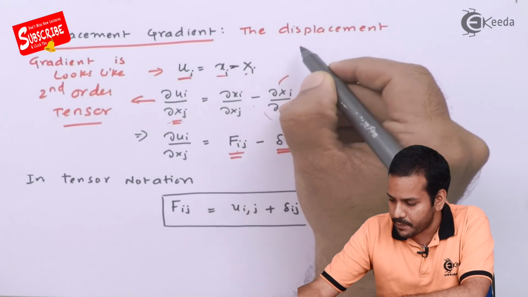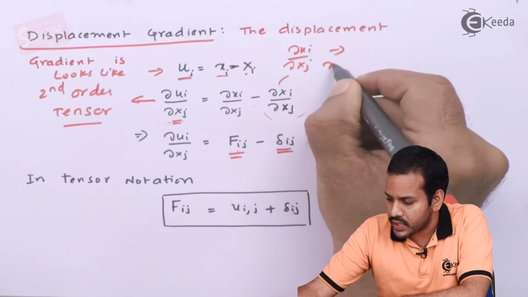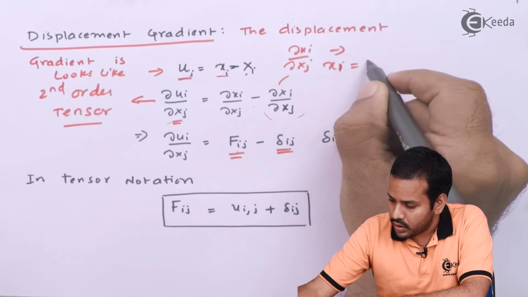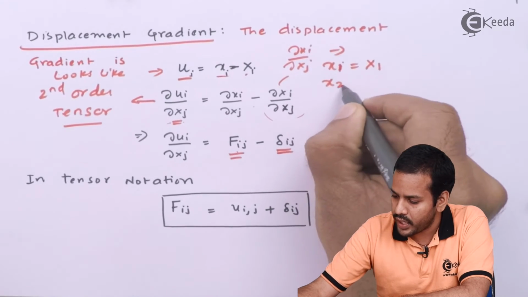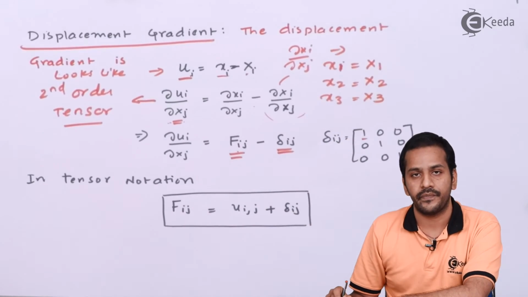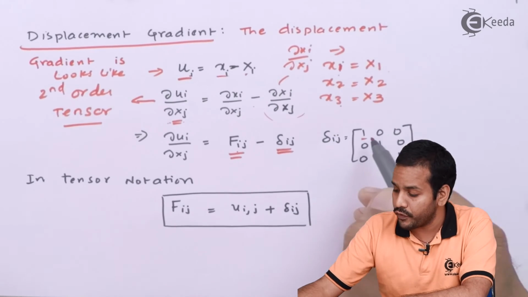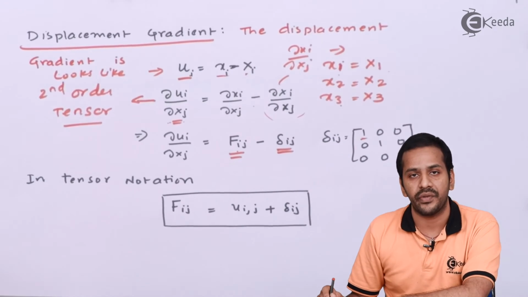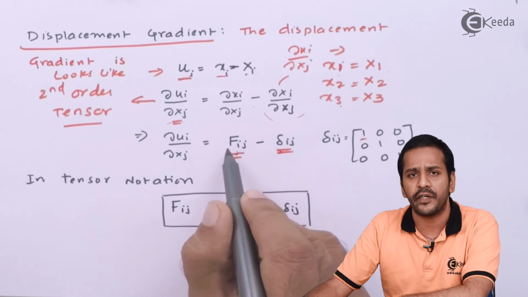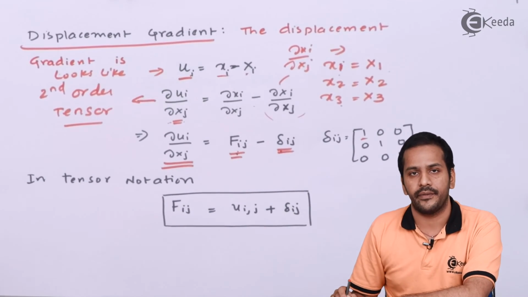So if you want me to expand this dou capital Xi by dou capital Xj, how do we calculate this? Small x1 is nothing but capital X1, small x2 is nothing but capital X2 and small x3 is nothing but capital X3. So if you differentiate this with respect to capital X1, capital X2 and capital X3, then you will get an identity matrix in this fashion. So this represents the identity matrix, this represents the deformation gradient. The difference between the deformation gradient and the identity matrix will give us the displacement gradient.